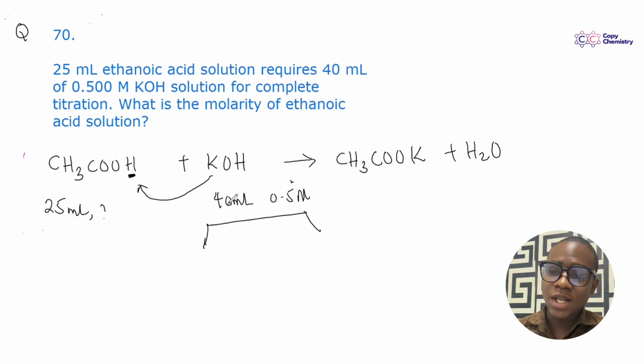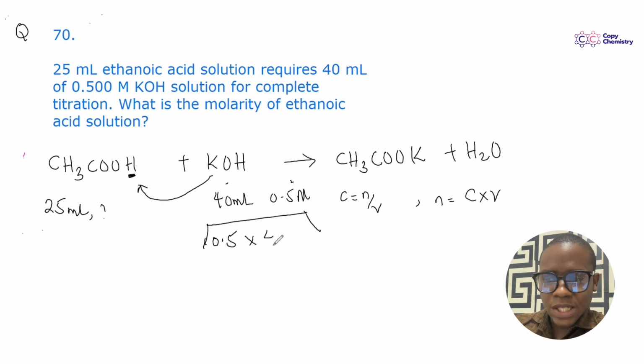0.5 multiplied by 40, that's concentration multiplied by volume. Remember, concentration equals number of moles over volume, so the number of moles would be concentration multiplied by volume. Just make sure your units are consistent. So 0.5, that's the molar, also known as mole per liter, so I need to have my volume in liters. So I have to do 40 divided by 1,000 to convert milliliters to liters. What would that give us? 0.02 mole. That's the number of moles of KOH.